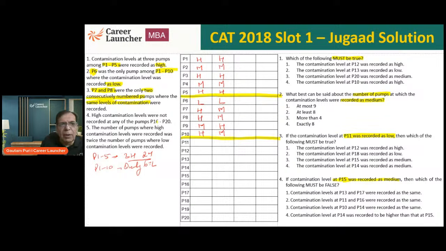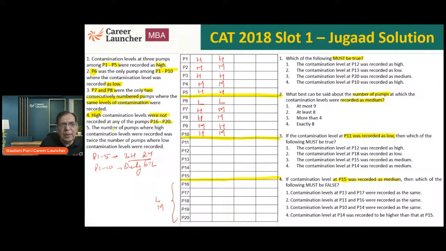High contamination levels were not recorded in any pump from P16 to 20. Again, for your reference, I'll just put this line so that it is easy for you to pick up. What does it say? P16 to 20, they are either low or they are medium. High contamination level is not recorded, so they can either be low or medium. Okay.